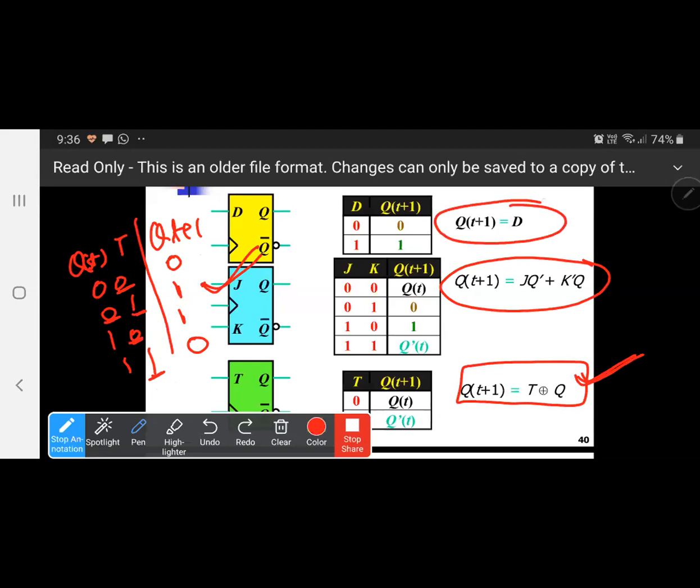And I told you girls, D is called transparent flip-flop also, because whatever the input, the output will be equal to it. Look, you can see from the table, if D is 0, QT plus 1 is 0. If D is 1, it is 1. So both are equal to each other. Clear? Yes, Miss, clear.